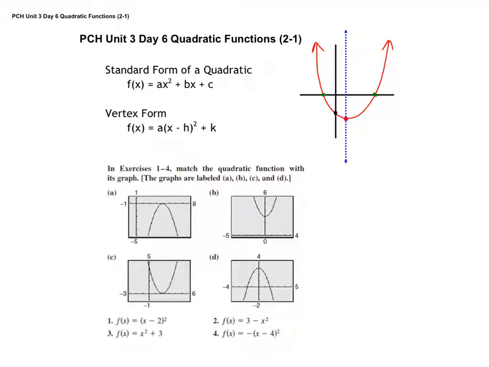Alright, so we're dealing here with quadratic functions. We've actually finished chapter 1, we're into chapter 2 now. This whole unit, we're covering the first 2 chapters together. But we have 2 forms for our quadratic. We have the standard form, ax squared plus bx plus c. And then we have the vertex form, f of x equals a times x minus h squared plus k.